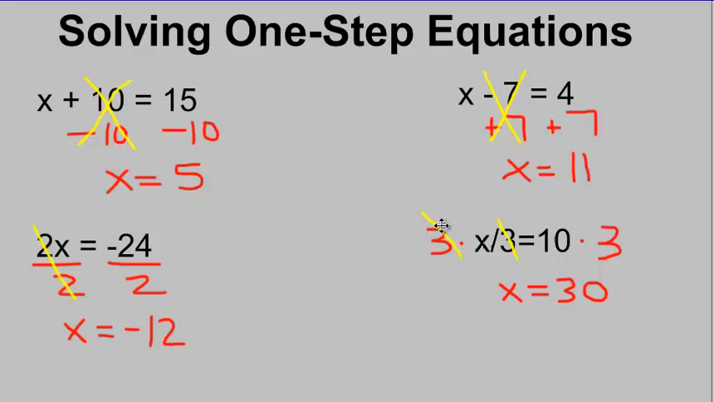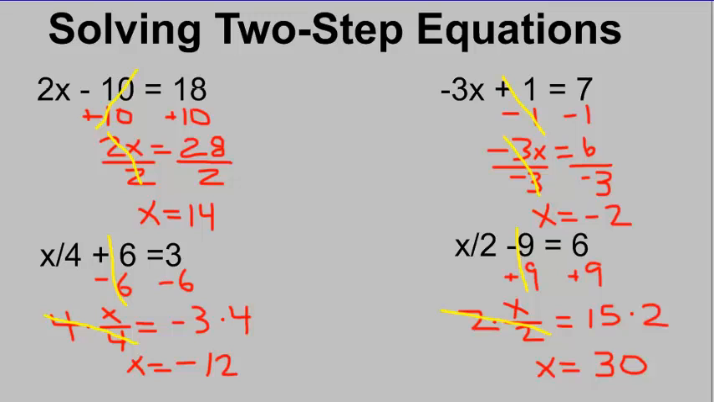The last one on the lower right-hand corner of your screen is x divided by 3 equals 10. To undo division, we have to multiply, so we will multiply by 3 on both sides. In multiplying by 3, we get 10 times 3, or 30. Here, the division and multiplication cancel each other out, and so we're left with x equals 30 as our solution. These are very basic one-step equations that require you to make one mathematical calculation to solve.